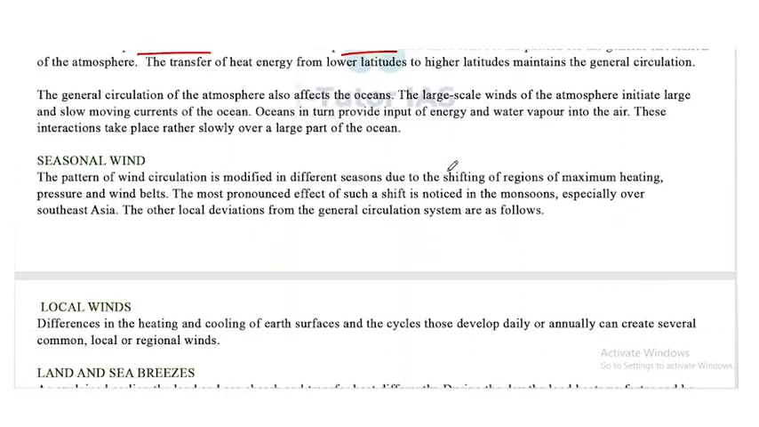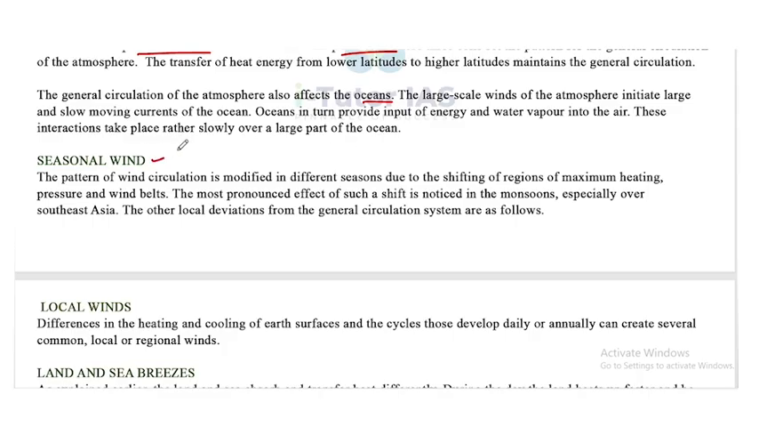The general circulation of the atmosphere also affects the ocean. The large-scale winds of the atmosphere initiate large and slow-moving currents of the ocean. Oceans in turn provide inputs of energy and water vapor into the air. These interactions take place rather slowly over a large part of the oceans.